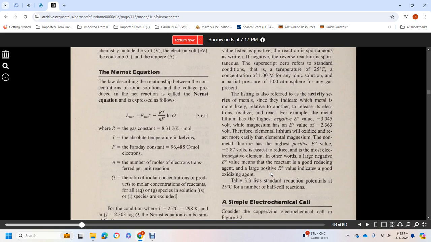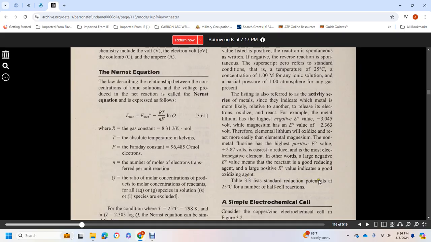For example, the metal lithium has the highest negative value, negative 3.045 volts, while magnesium has a value of negative 2.363 volts. Therefore, lithium will oxidize more easily than magnesium. The non-metal fluorine has the highest positive value, positive 2.87 volts. It is the easiest to reduce, the most electronegative element. In other words, a larger negative value means the reactant is a good reducing agent, and a larger positive value indicates a good oxidizing agent.